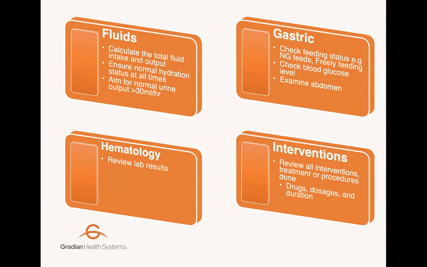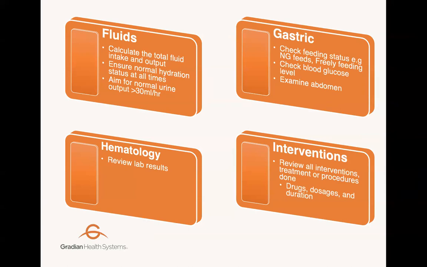Going to G for gastric, make sure you also check feeding status, especially nasogastric feed, free feed or total parenteral nutrition. Although recent guidelines are advocating for early enteral feeding, make sure you check blood glucose level every time, with special emphasis on people with metabolic disorders such as diabetes mellitus. Make sure you examine the abdomen and get a thorough record of bowel habits, because people in critical care and the ICUs can have tendencies of partial or total intestinal obstruction. So you should make a thorough follow-up on the bowel habits in that G section of gastric.